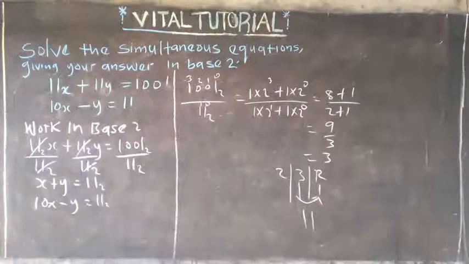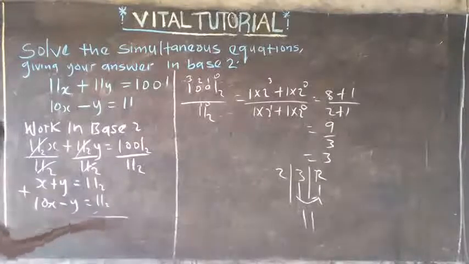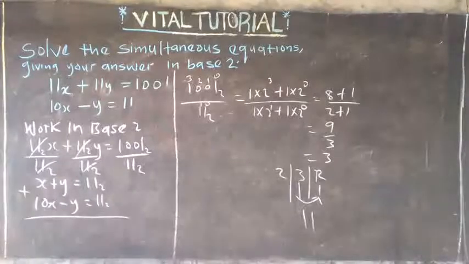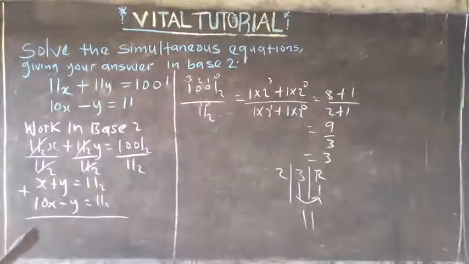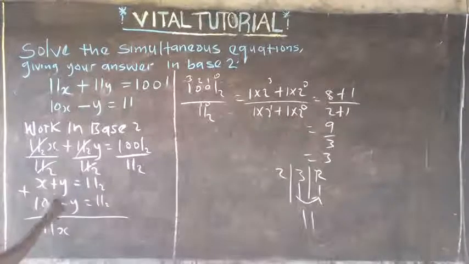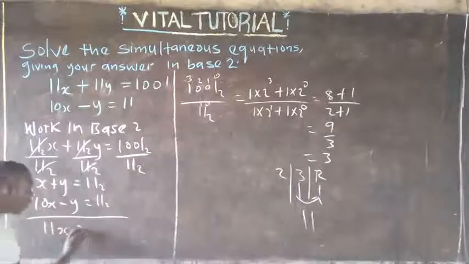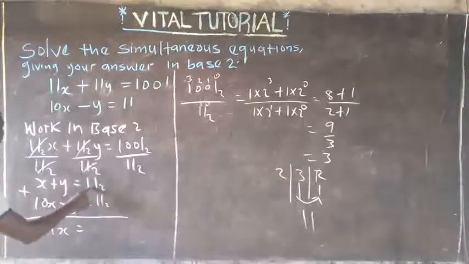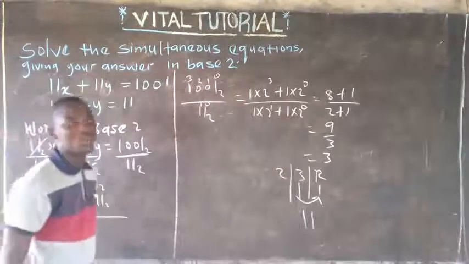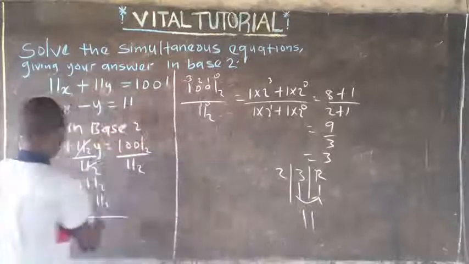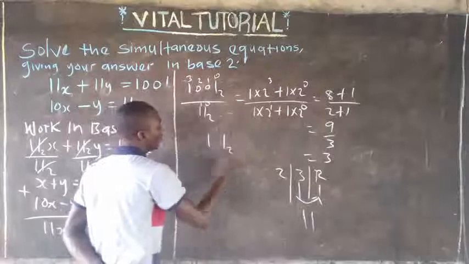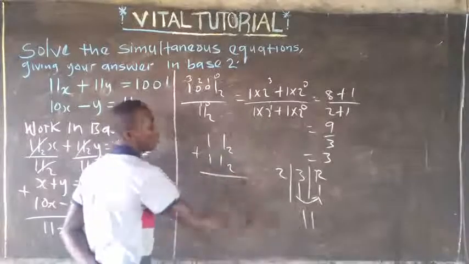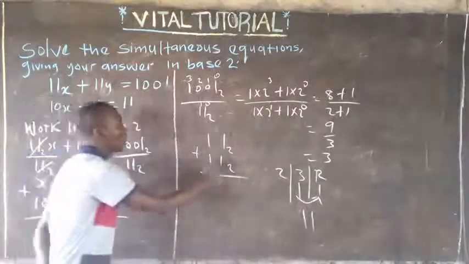So the next thing you need to do is just to add. You add using the elimination method. s plus 10s gives us 11s. This plus this will cancel out, equals 11 base 2 plus 11 base 2. Don't go and say 1 plus 1 is 2, 1 plus 1 is 2, that is not correct. 11 base 2 plus 11 base 2. So 1 plus 1 is this.